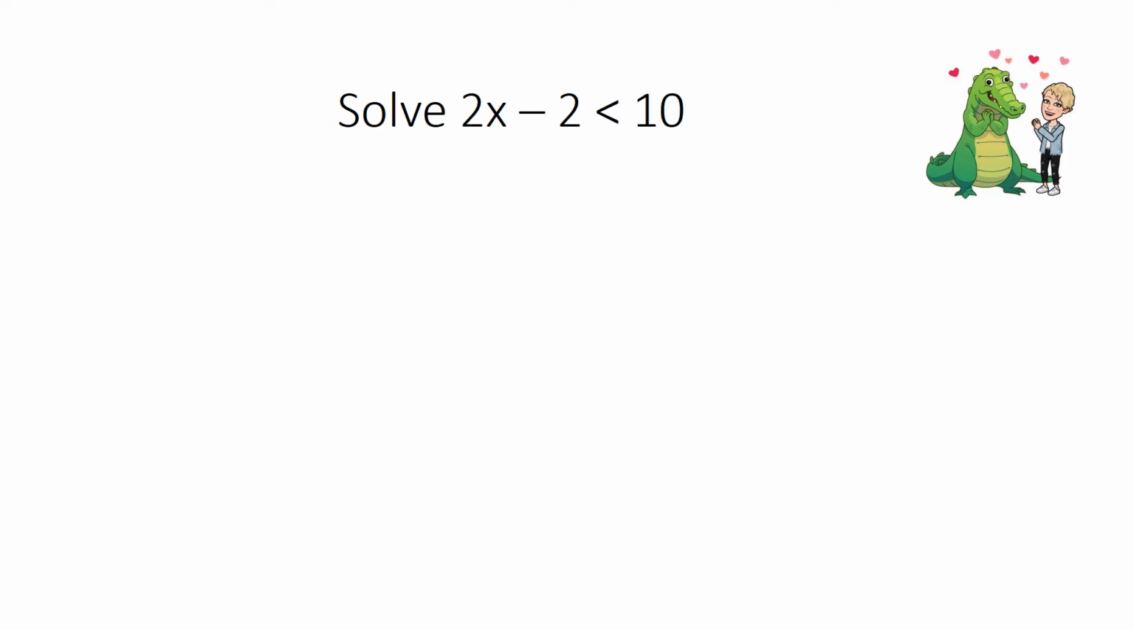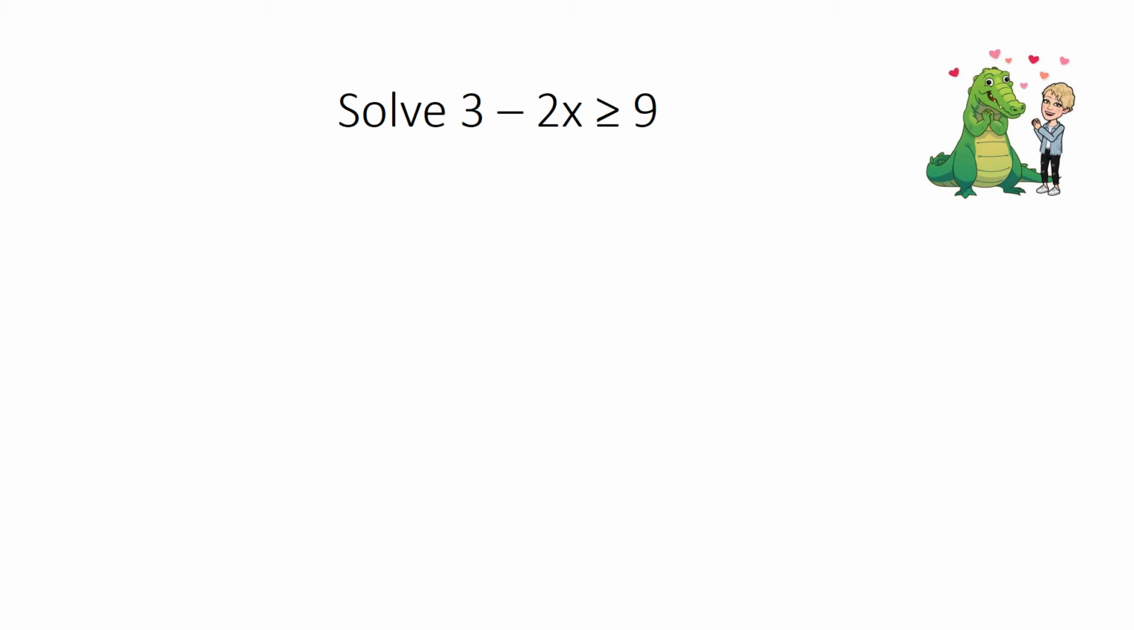The next one. So first step this time is adding 2 onto both sides. So we get rid of the 2 from the left-hand side and add it onto the right-hand side, which gives us 2x is less than 12. If we divide through by 2, we get x is less than 6.